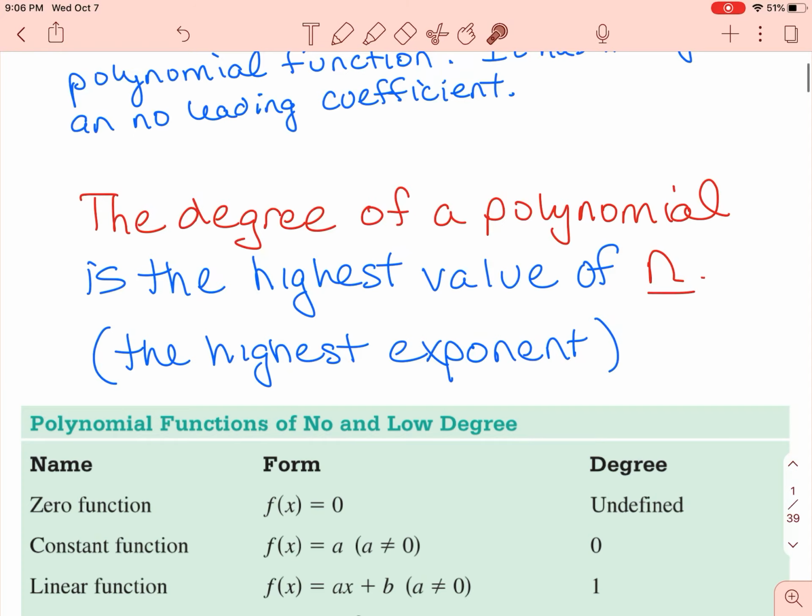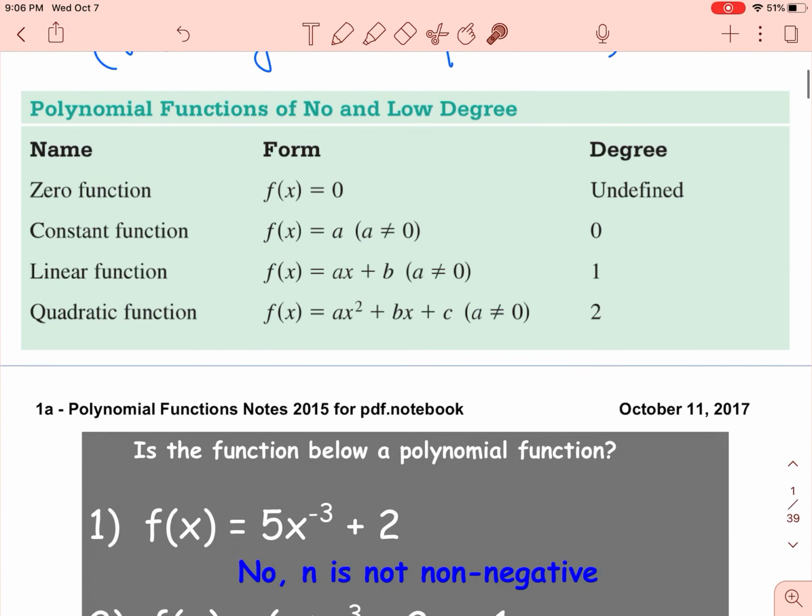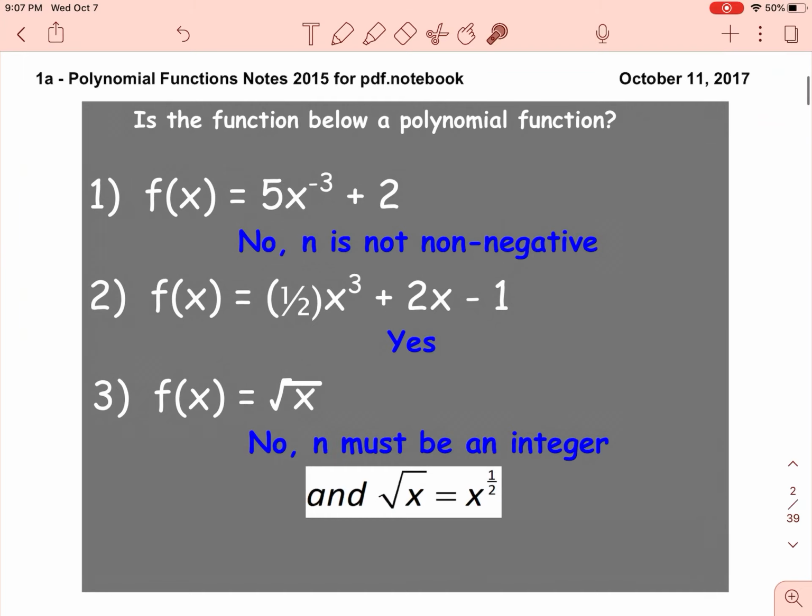The degree of a polynomial, as I said, is the highest value of n. Here are just a few little tidbits that trip people up sometimes, polynomial functions that have no or very low degrees. The 0 function, f of x equals 0, has an undefined degree. The constant function, f of x equals a, any constant, has degree 0, because that's a times x to the 0. A linear function, ax plus b, has a degree of 1, and a quadratic function, ax squared plus bx plus c, has a degree of 2.